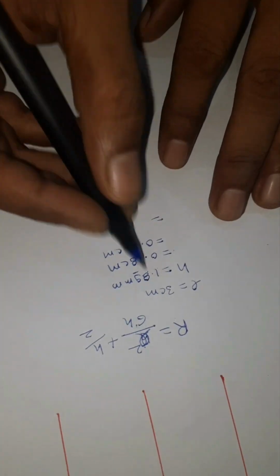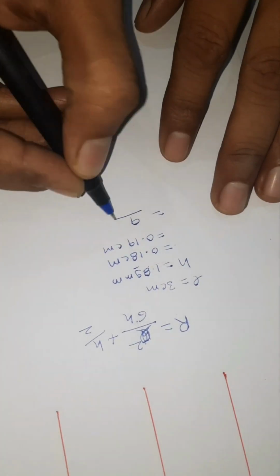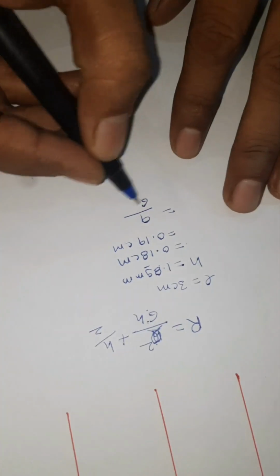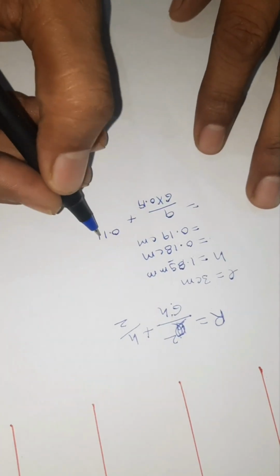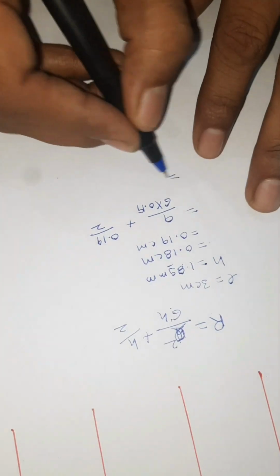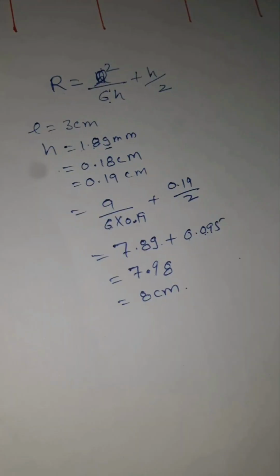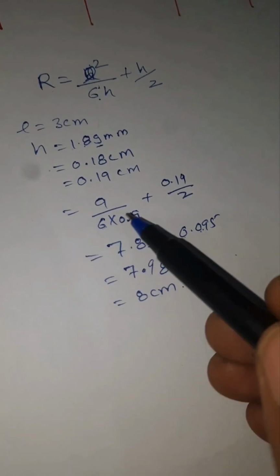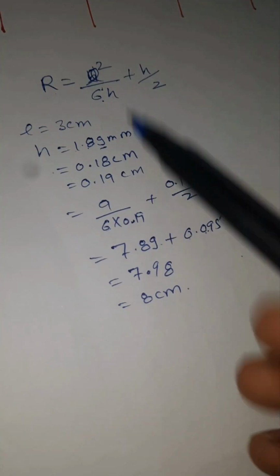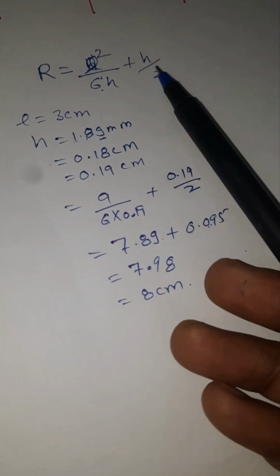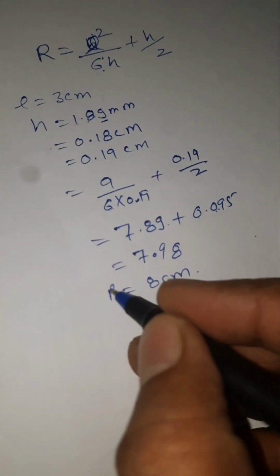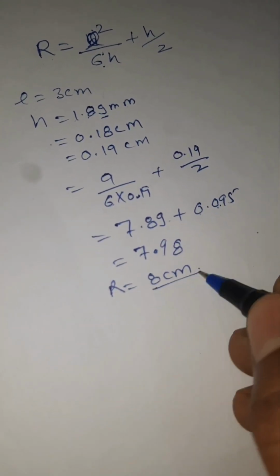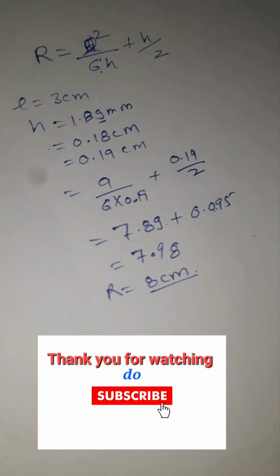Put those values. L square means 3 square is 9, and 6h is 6 into 0.19, plus h by 2, 0.19 by 2. So you can calculate the values. So after calculations, by putting these values into L square upon 6h plus h by 2, we will have that capital R, the radius of curvature of the lens, is equal to 8 centimeter. Thank you.